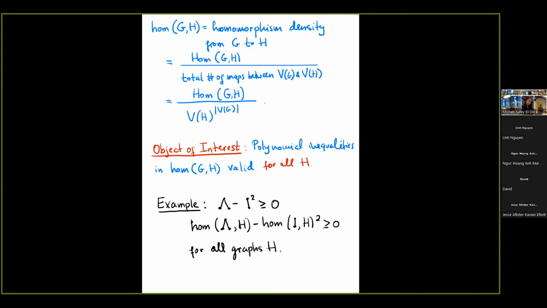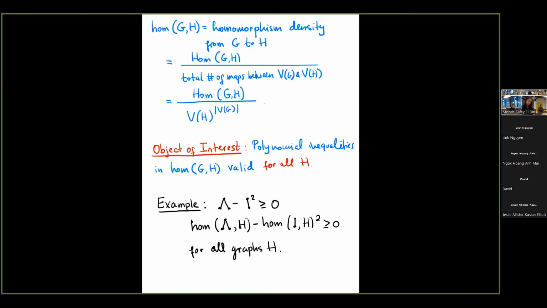So let me give you an example. This is a valid inequality: cherry minus h squared is greater than or equal to 0. Now, how to read this? What is the meaning of this? In fact, we're going to hopefully prove this inequality later in the talk. It might not be obvious why this is true, but this is not hard to prove. This is my shorthand notation. What this really means is that the homomorphism density from cherry to any graph H minus the homomorphism density from an edge to H, squared, is greater than or equal to 0.